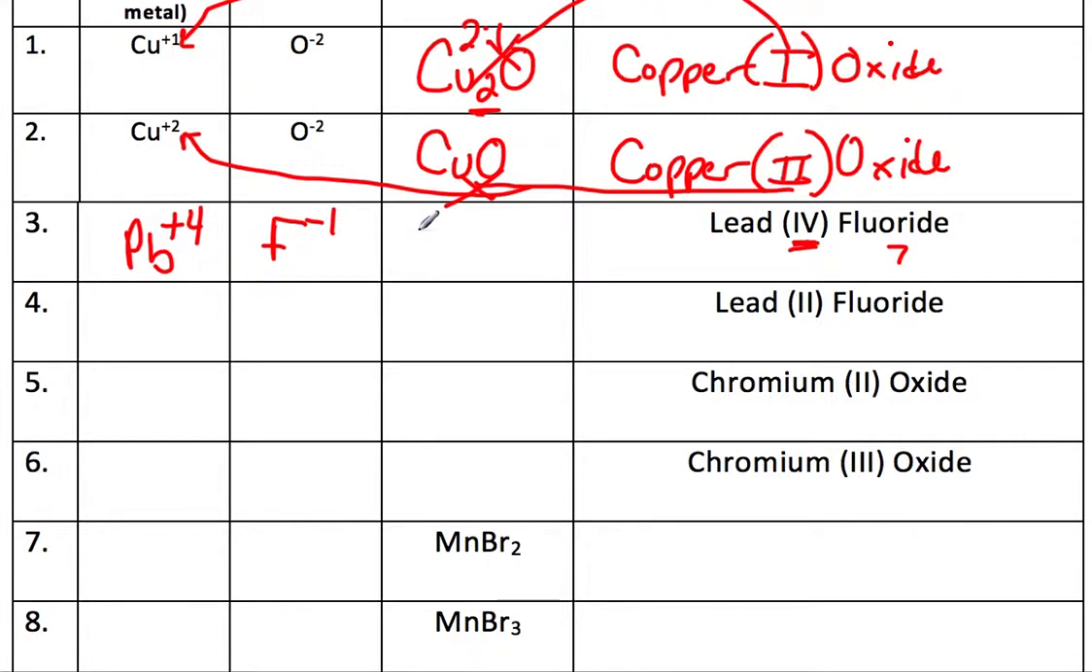Fluorine says, but I can't. I can only take 1 electron, but I'll go find some friends. So there's PbF4, 1-to-4 ratio.